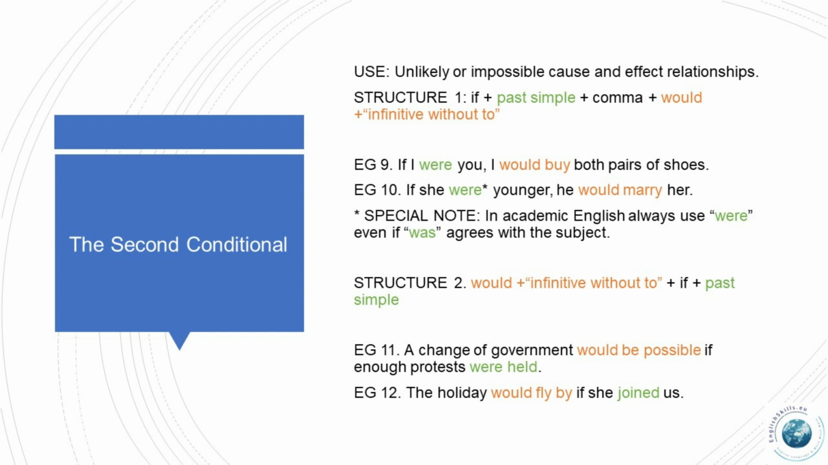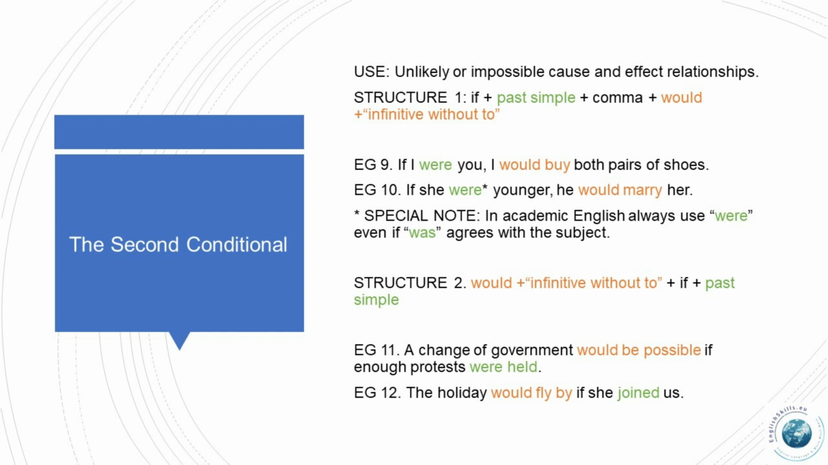Example 11. A change of government would be possible if enough protests were held. Don't worry about the fact that we're using the passive form there, were held. Just have a look, it's in the past simple. We don't know who's holding the protest, therefore we use the third person in the passive, were held. Back to the first clause, a change of government would be possible. If this were the first conditional, it would be a change of government will be possible. But for some reason, we're deciding to say it's much less likely or even impossible. So we said a change of government would be possible.